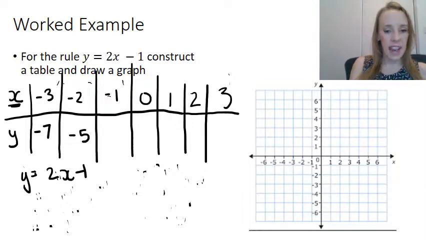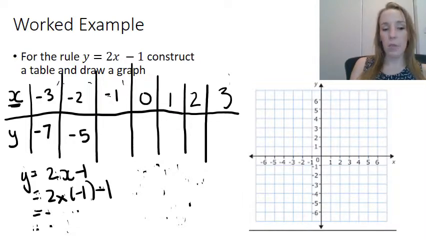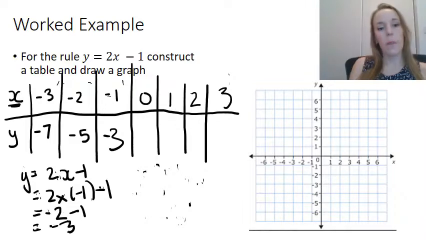Okay, so if y equals 2x take 1. Now, in this case, x is going to equal -1, so 2 times -1 take 1. Positive times a negative is a negative. 2 times -1 is going to give us -2 take 1 equals -3. Y equals -3.